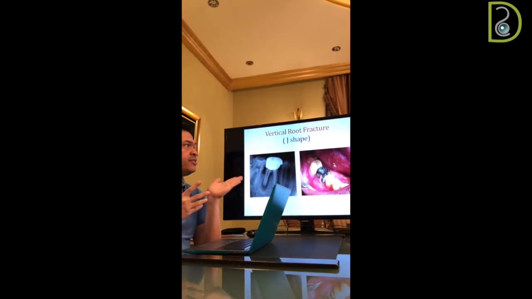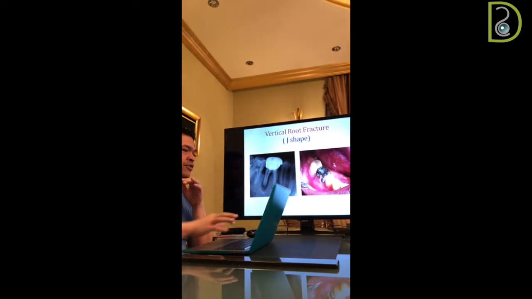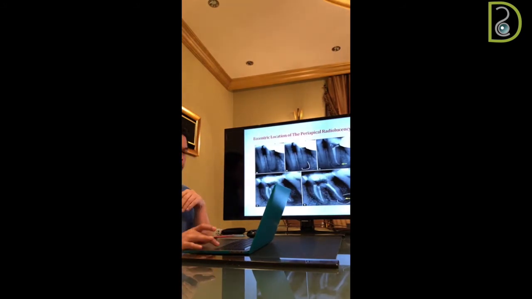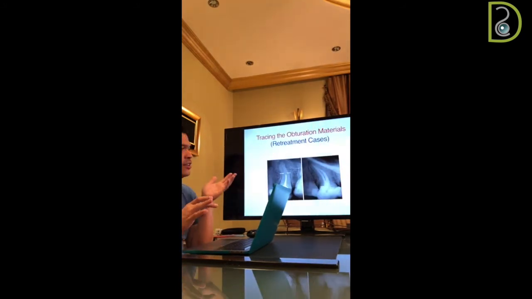In advanced cases, sometimes if we don't treat the crack, we have vertical root fracture, and if you have a radiograph, you see it is very clear. It's what you call a J-shaped appearance. It's very diagnostic.